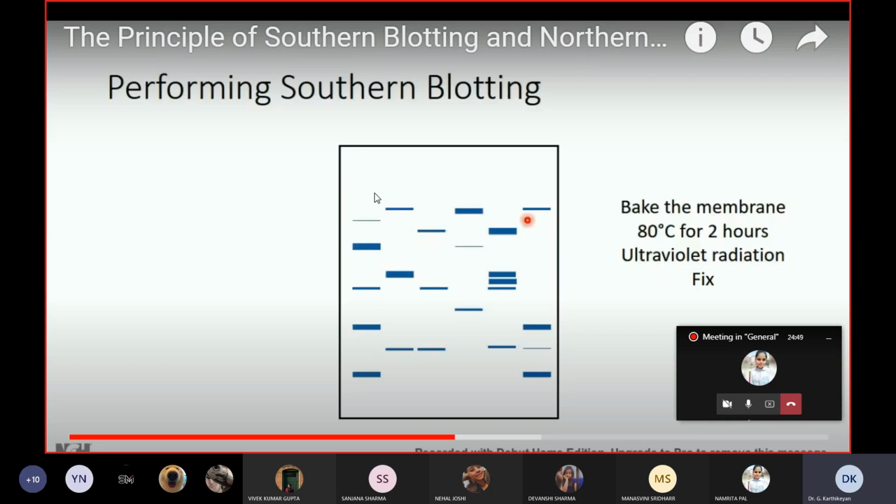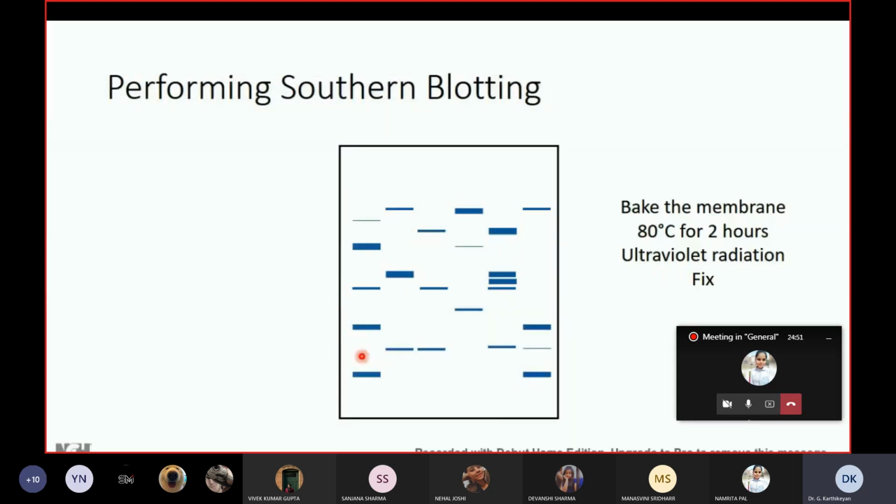The membrane, I should perform some type of heating, like either using 80 degrees Celsius or using ultraviolet radiation. Now, what's going to happen is that my DNA samples will be fixed on the membrane. The thing is that these DNA samples are all double-stranded because when I cut the DNA, I cut it as a double strand. So all the DNA sequences which you are seeing here are double-stranded DNA.